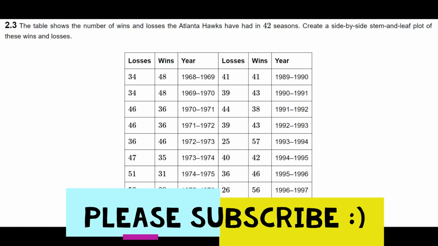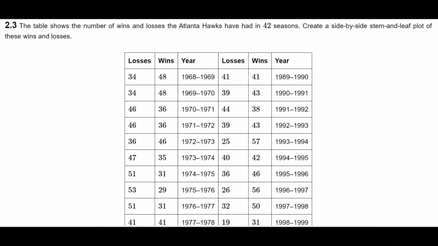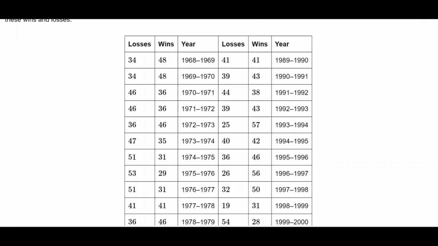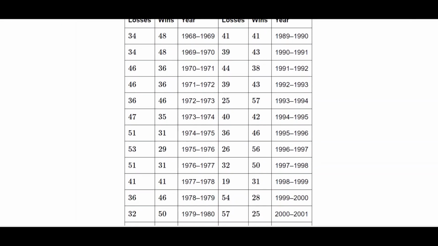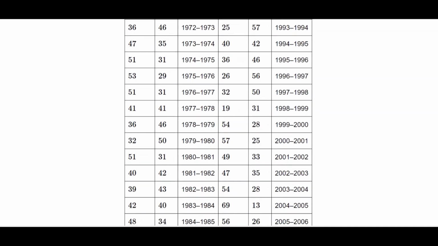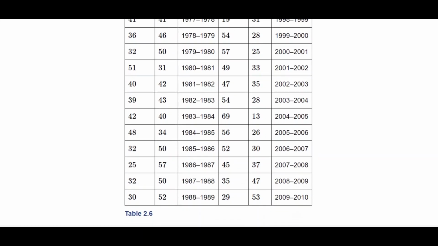There is another exercise for you to identify the correct stem and leaf graph of the data provided to you in this table. Now this table is about the wins and losses of a team for a game played in 42 seasons, starting from 1968 and ending to 2010. Okay.